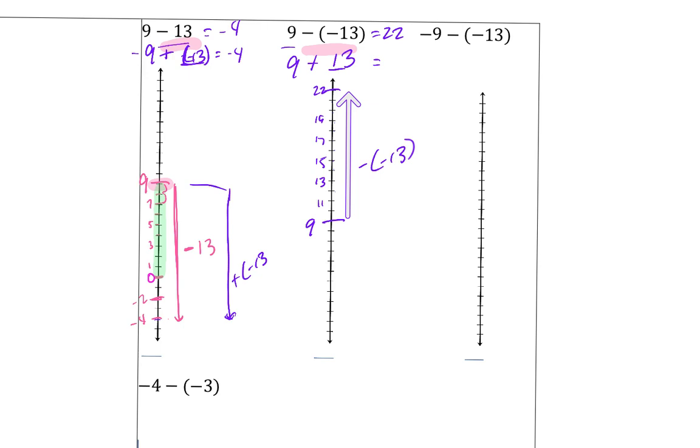So I think we're about done. I want to see if you could predict what we would add to negative 9 to get the same result if we subtracted negative 13. And what would we add to negative 4 to get the same result if we subtracted negative 3? So that's your assignment, just to figure out what that would be. Have these notes, and let's see what we get when we come back to class.